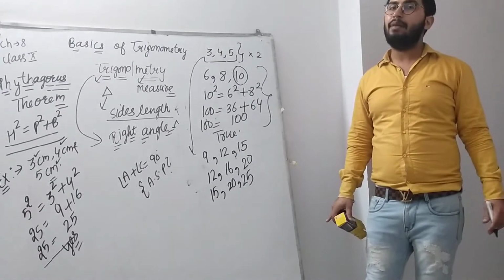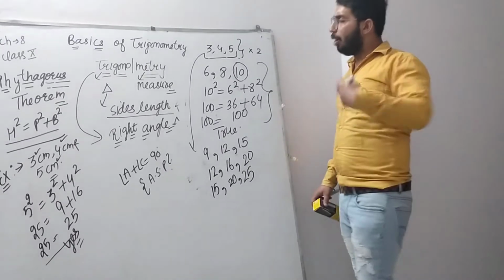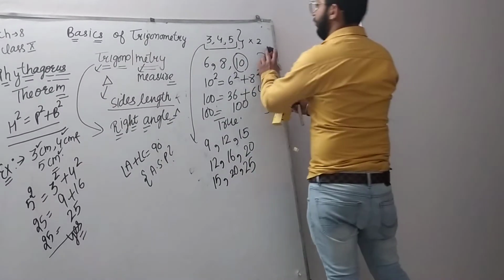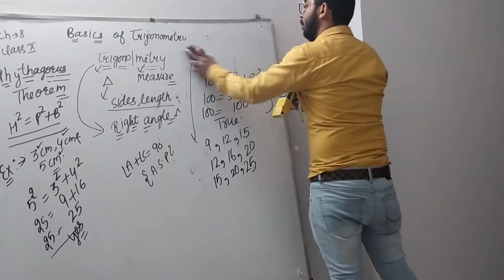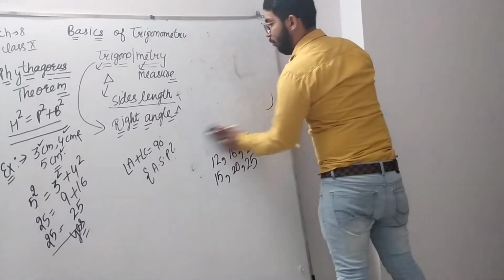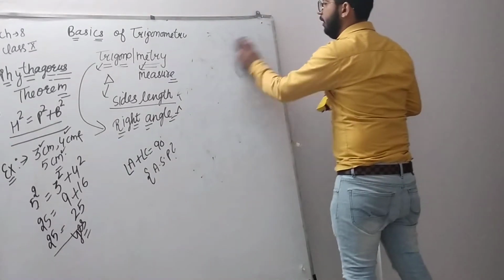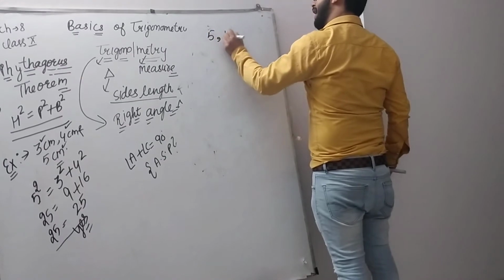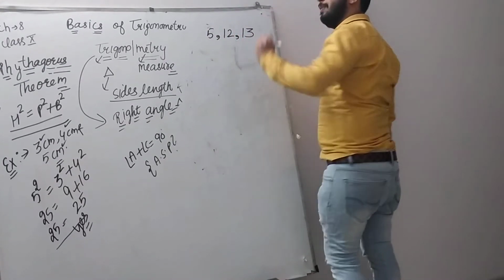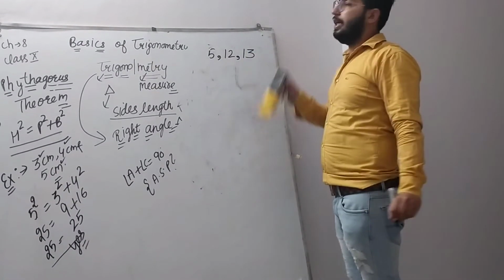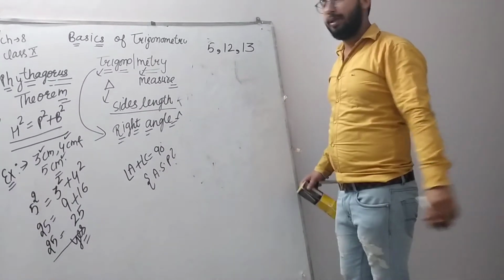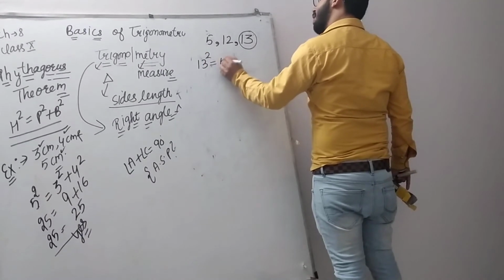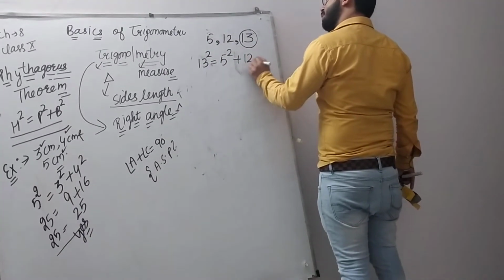Now let us understand some other triplets which are necessary for the chapter, to learn it more efficiently. Let us learn another Pythagorean triplet: 5, 12 and 13. Let us check whether this is a Pythagorean triplet or not. The longest side is 13. 13 square equals what? The sum of the squares of the other two sides.